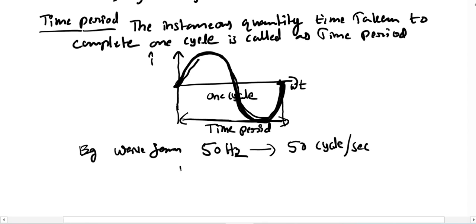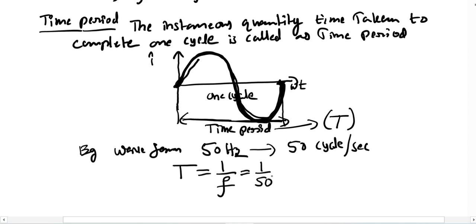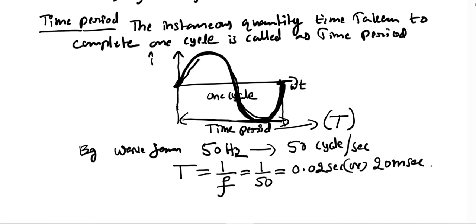And you also know the time period, which can be denoted with capital T, time period T. This time period T is inversely proportional to your frequency f. So I can write 1 by 50 hertz, which is 0.02 seconds or 20 milliseconds. So for 50 hertz it is going to take 20 milliseconds to complete one cycle. That is the meaning of frequency and time period.